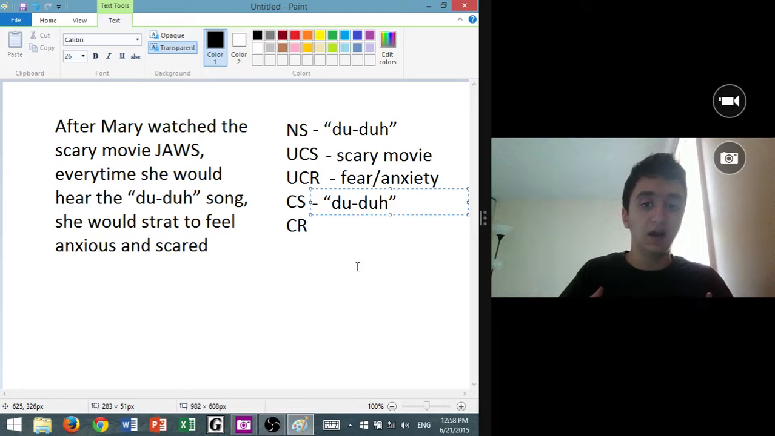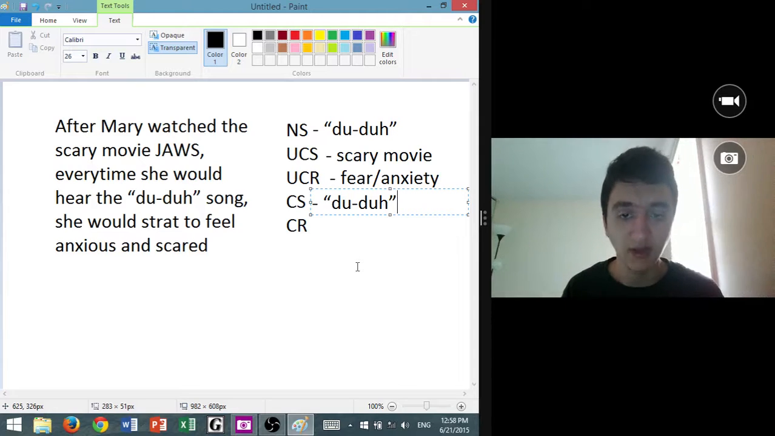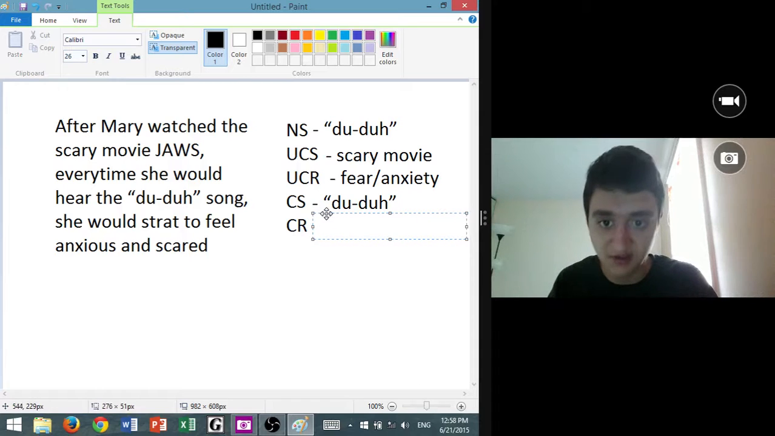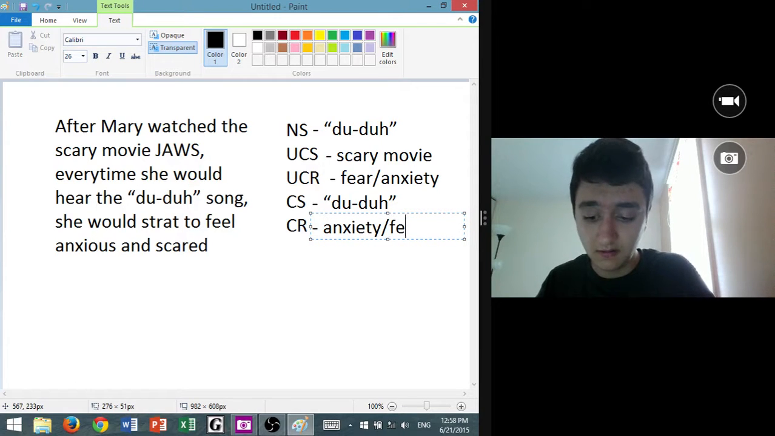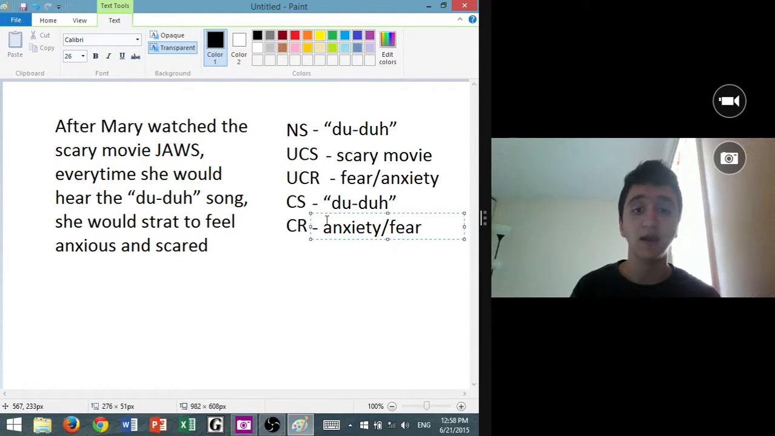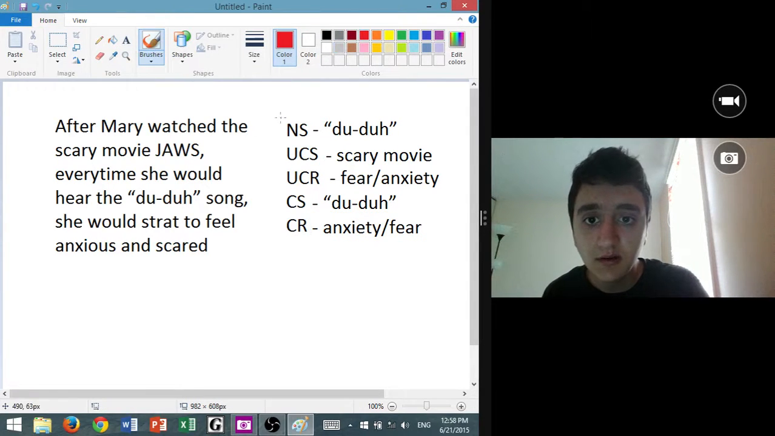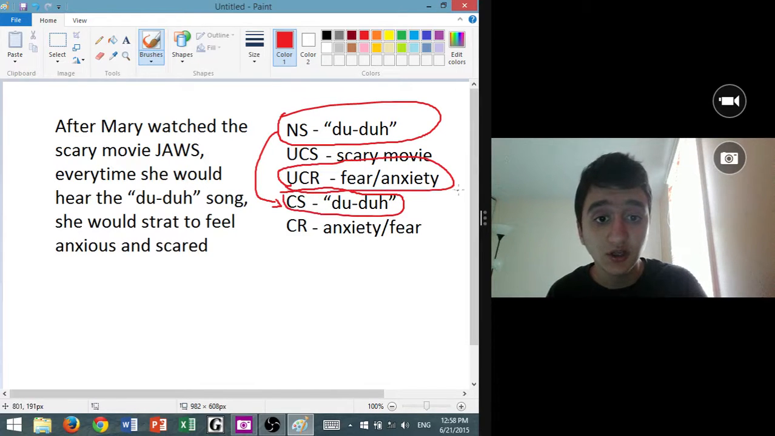You start to feel scared because when you hear the Jaws song, you remember the shark attacking the people and attacking the boats in the movie. So the conditioned stimulus is the Jaws song and the conditioned response to the song is basically fear and anxiety. As you can see, a little pattern emerges here. The neutral stimulus turns into the conditioned stimulus, and the unconditioned response turns into the conditioned response.